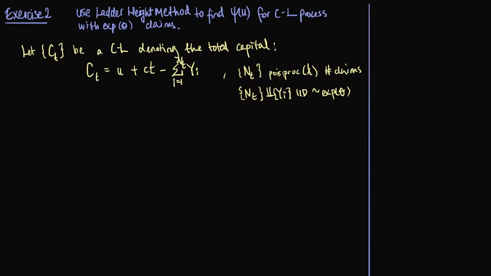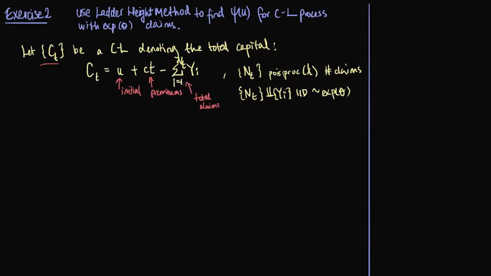As usual, we let the total capital be modeled by a Cramer-Lundberg process denoted by C_t. And what C_t is, is the initial capital plus the amount of premiums earned from time 0 to t minus the total claims that need to be paid out from time 0 to t.